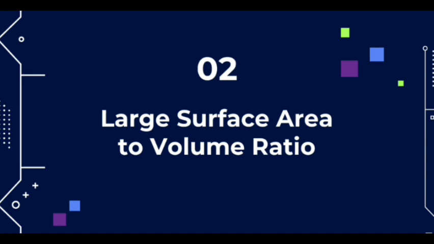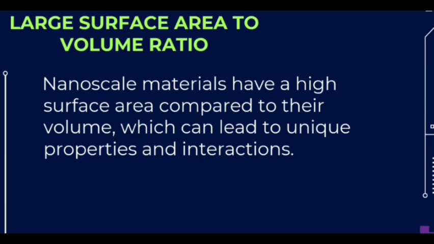The second distinct feature is large surface area to volume ratio. Nanoscale materials have a high surface area compared to their volume, which can lead to unique properties and interactions. Since nanoscale materials are relatively small, they cover only a small amount of space. And that's why they have large surface area compared to their volume.